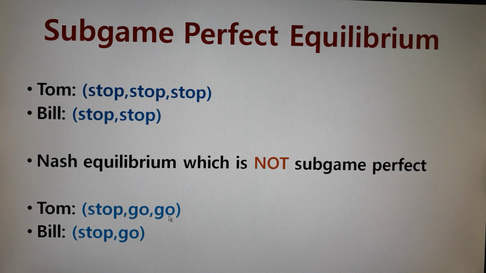What about stop, stop, go, stop, stop, or stop, stop, go, something like that? So there are several Nash equilibria. Please think about it by yourself, which are not subgame perfect equilibria. Okay, this has been on the exam a lot of times, so please check. It's a confusing and very difficult concept. See you next time.